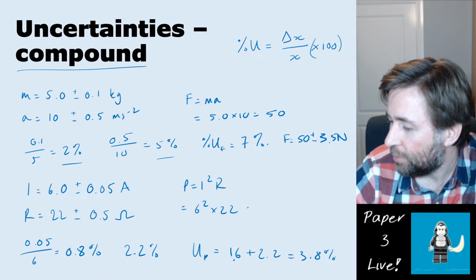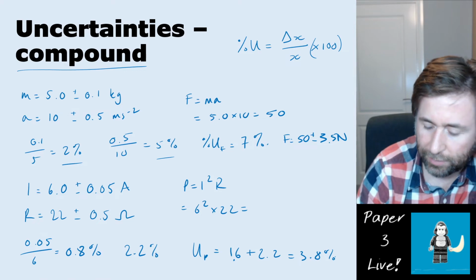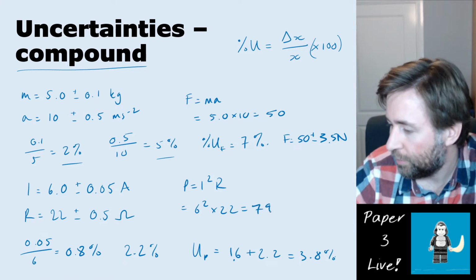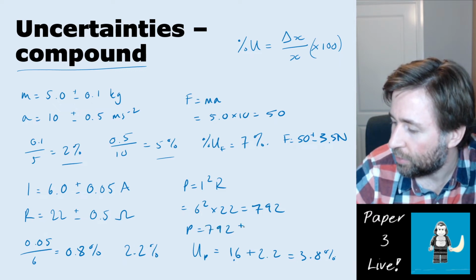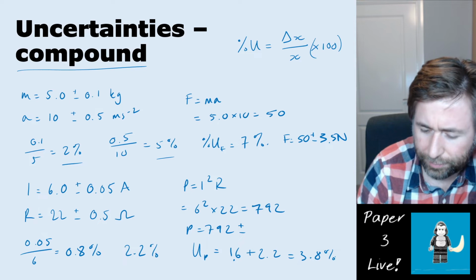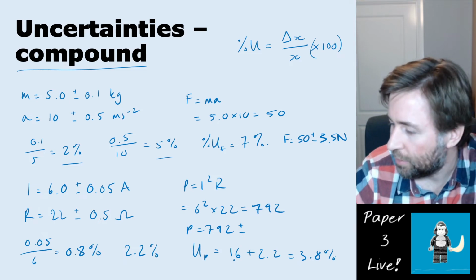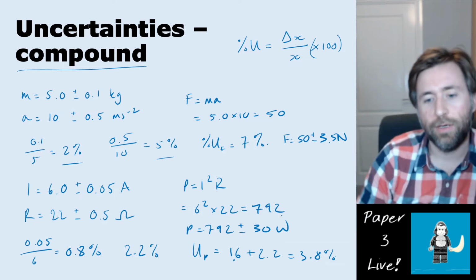So then you do I squared R, so 6 squared times 22 gives you 792. And then you're going to just quote that. Your power is 792 plus or minus 3.8% of that, 30, which is watts. Okay, I hope that makes sense.